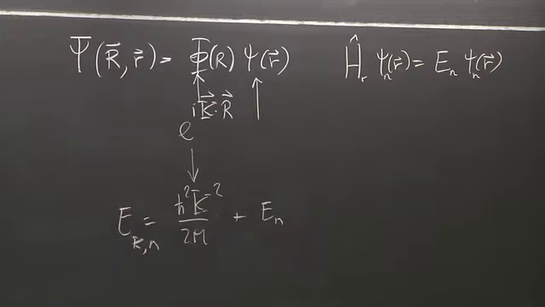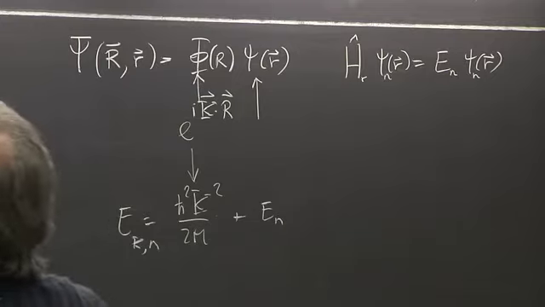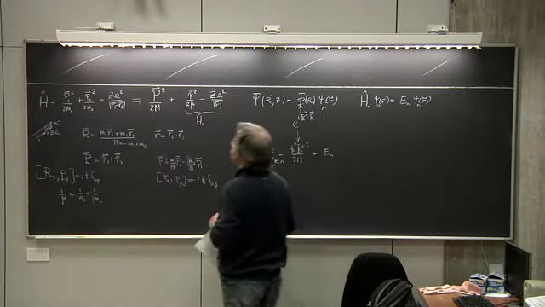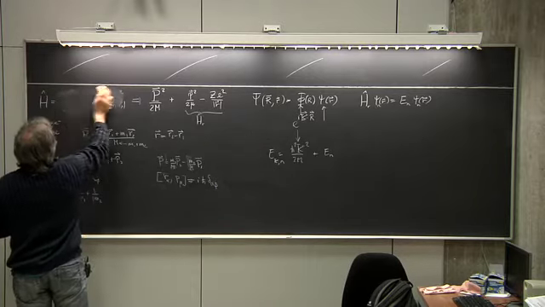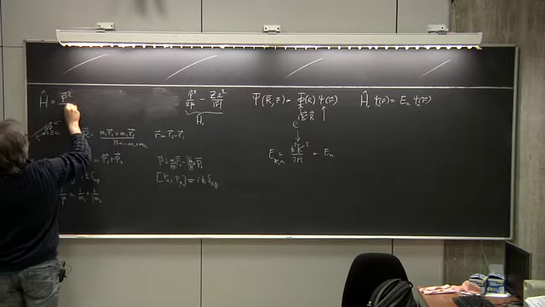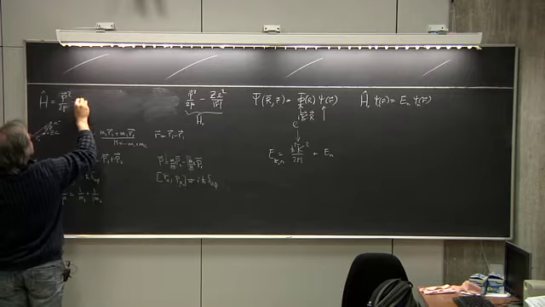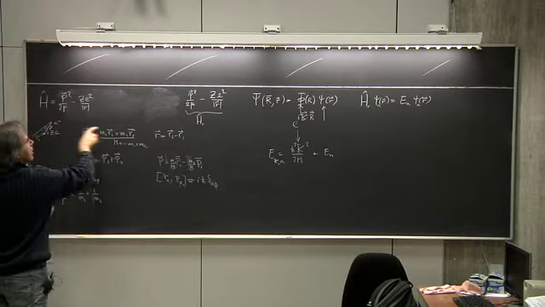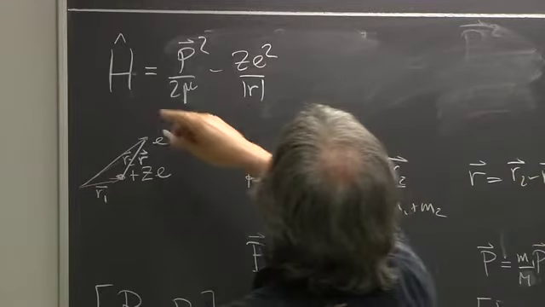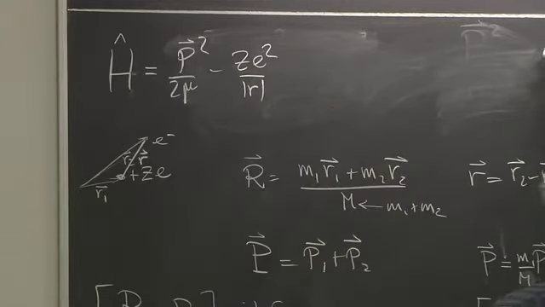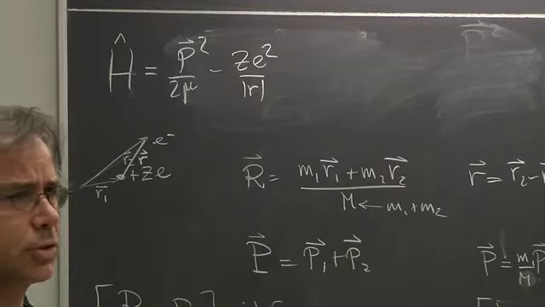So from now on, I will forget about center of mass, and I focus just on this problem in such a way that I have now a three-dimensional problem. So I now write this as, copying back here, p squared over twice the reduced mass minus Z e squared over r. And I even omit the little r relative index here. This is my important Hamiltonian. Questions until now? This is very, very simple.